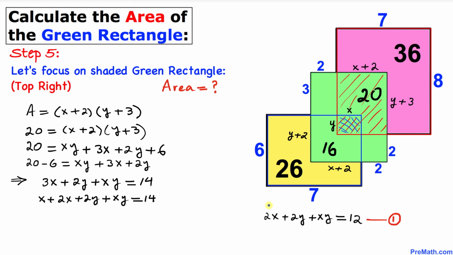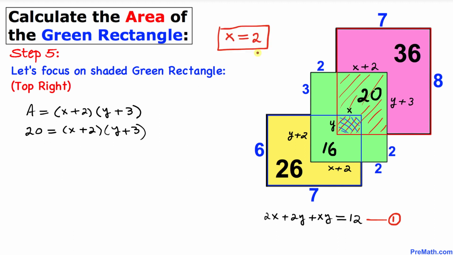As we can see that our 2x plus 2y plus xy equals 12, I'm going to replace this part by 12. So therefore our equation is going to become x plus 12 equals 14. Let's subtract 12 from both sides, so that means this is gone, and our x value turns out to be 2. So we figured out our x value as 2.